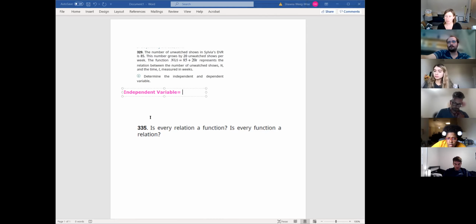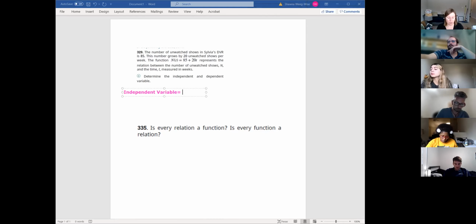So what's an independent variable? It's the T, right? There's two things that are changing in this problem. We have the T, which is the time. That's a variable because it's changing. And we have the number of shows watched. That's another variable. So that's what we're talking about when we talk about variables. So the independent one, the one that doesn't depend on the other one, is the time. No matter what, the time's going to pass. The weeks are going to pass. It's going to keep happening. So T is our independent variable, which represents time.